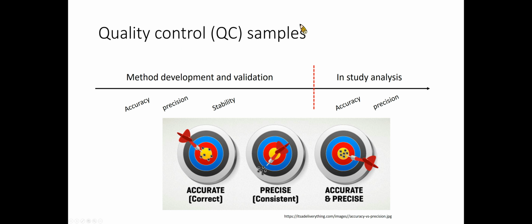Quality controls are used to assess the precision and accuracy of an assay and the stability of the samples. This figure illustrates the meaning of accuracy and precision. High accuracy means that the measurements are on the target, and high precision means that the measurements are close to each other. The ideal analytical method should be both accurate and precise.